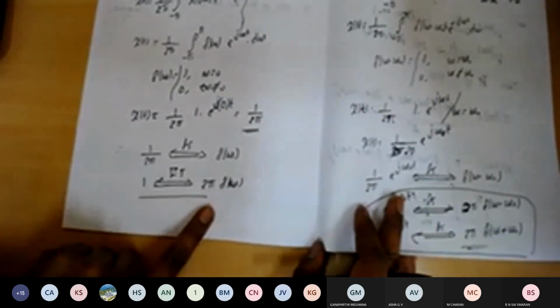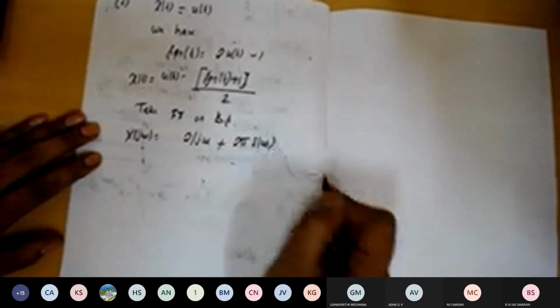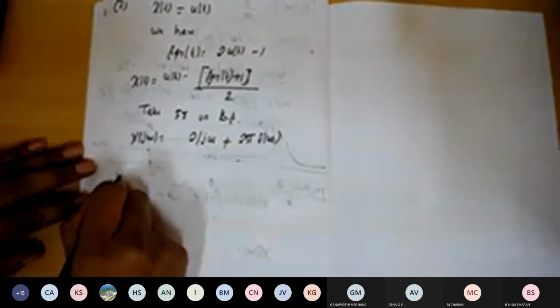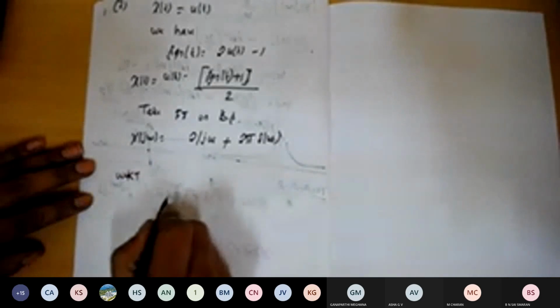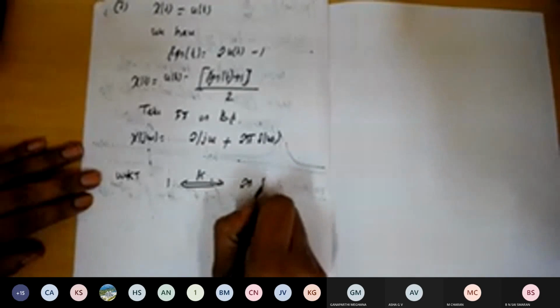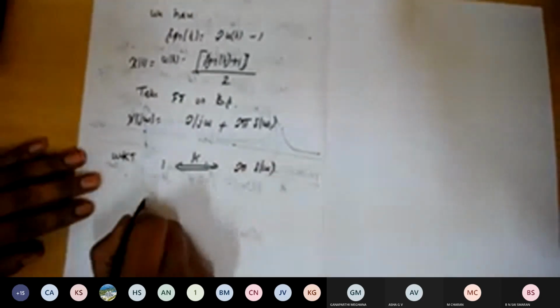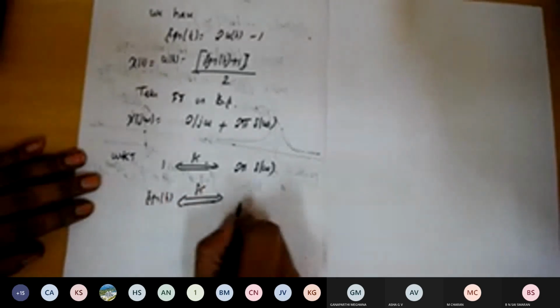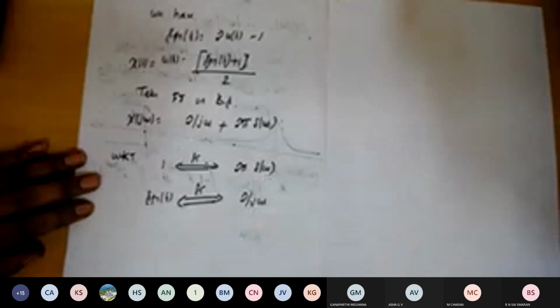So I'm going to make use of this result. The Fourier transform of 1 is 2 pi into delta of omega, and the Fourier transform of signum t is 2 by j omega. If you want, you can recall those things here. So we know that the Fourier transform of 1 is 2 pi delta of omega, and similarly for signum of t, it is 2 by j omega.